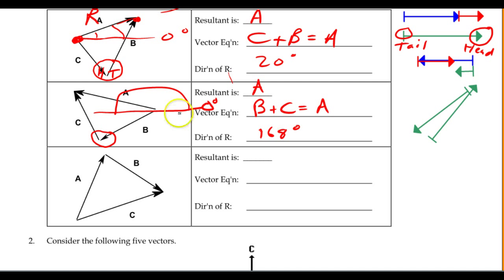And the next one, our head to tail, is right here. So we're adding A plus B. And that means we're getting C. This time the resultant is C. And here's where it starts, here's where it finished.